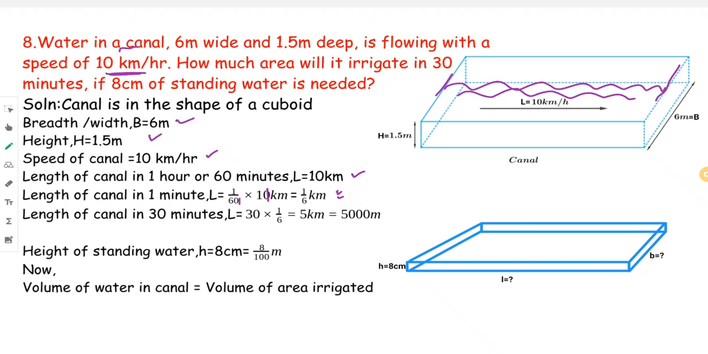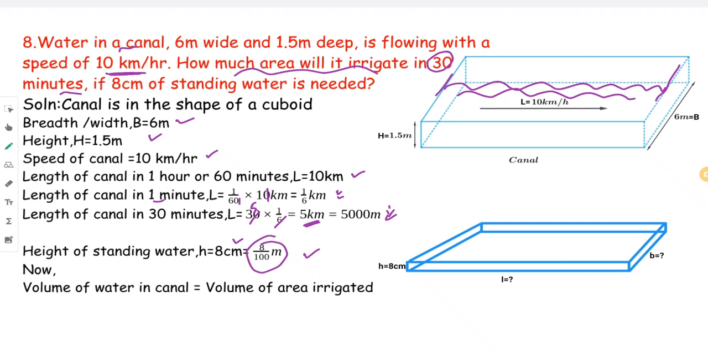Now we'll try to find it in 30 minutes, because remember the question was only how much area will it irrigate in 30 minutes, right? So we have for 1 minute, for 30 minutes we simply have to multiply by 30. Then 6 1s are 6, 6 5s are 30. So the length of the canal will be 5 kilometers, which if we convert it into meters, we're going to get 5,000 meters. Same thing again, height of the standing water is in centimeters, so we'll convert it into meters.